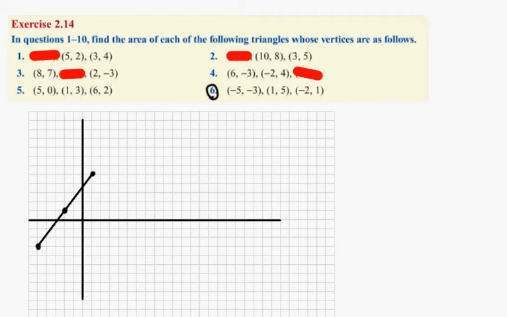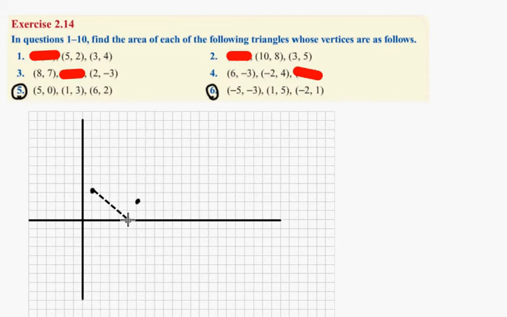What I wanted to do, I'll use question 5 instead. I wanted to show you that this one's 5, 0. 1, 2, 3, 4, 5. We have 1, 3, which is this one here, and 6, 2. And we want to get the area of this triangle.